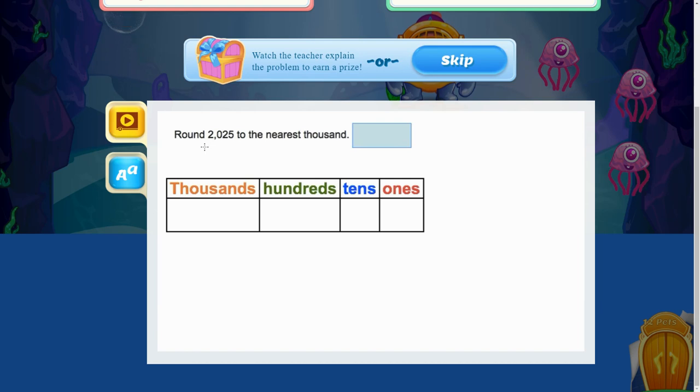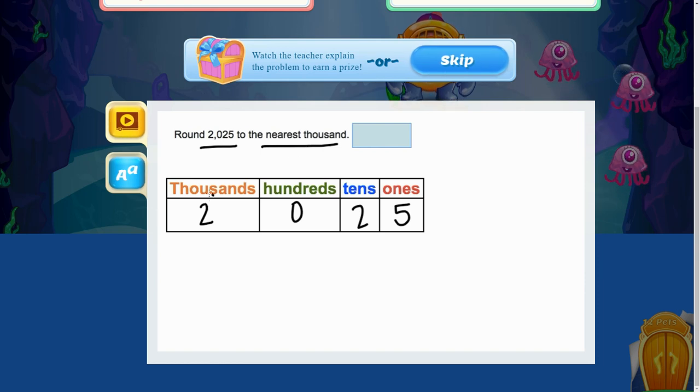We need to round 2025 to the nearest thousand. So let's fill in our number here. We have 2025. So it's always good practice to circle which place value we're rounding to. So we're rounding to the nearest thousand.